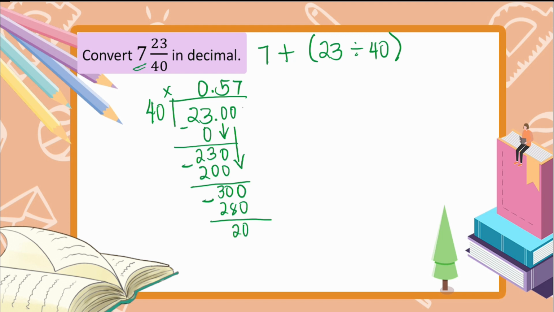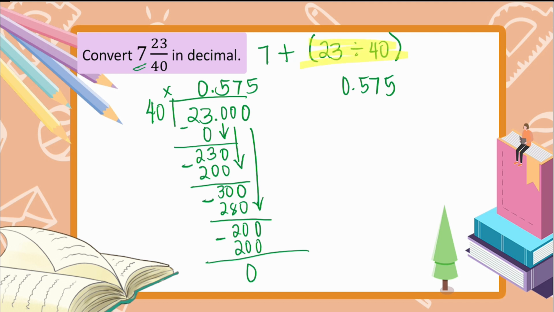Again, may remainder, so we will have to add 0 to bring down. Okay, so ayan yung 0. 200 divided by 40 is 5. 5 times 40, we will get 200. 200 minus 200 is 0. Since wala na tayong remainder, the answer for 23 divided by 40 is 0.575.